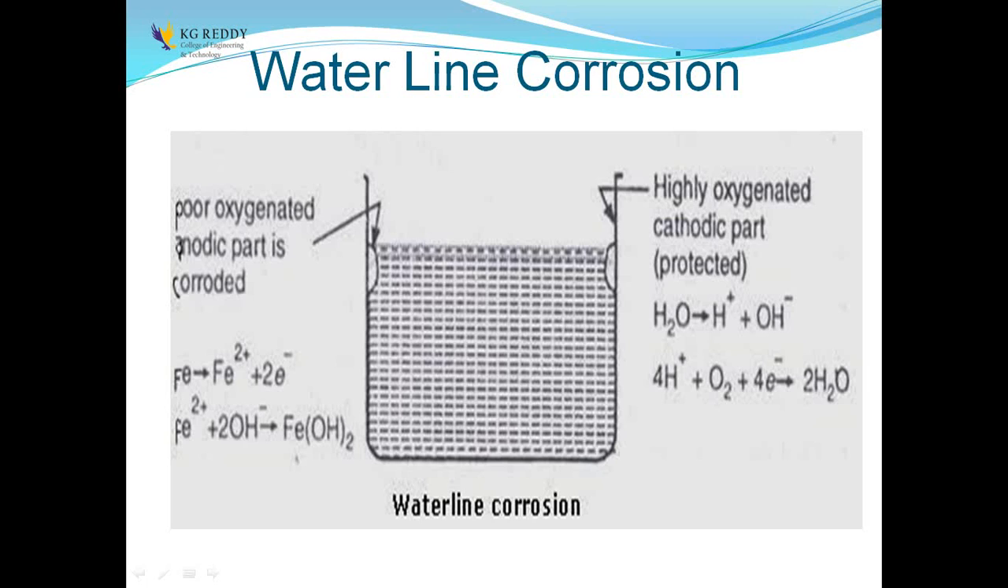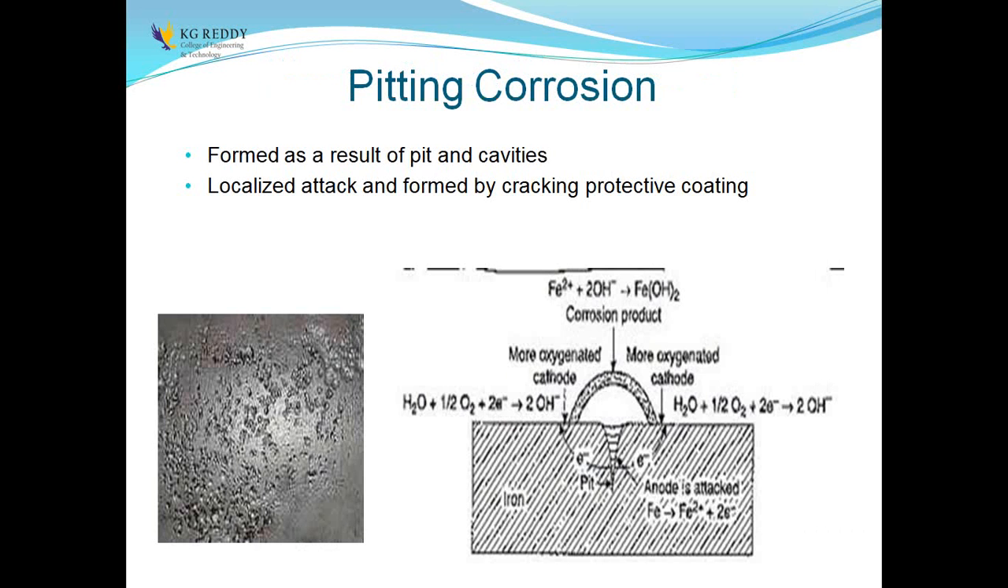These hydroxyl ions combine with the iron and form Fe(OH)2, ferrous hydroxide. Further oxidation will give ferric hydroxide. This ferric hydroxide is the rust formation. Next, pitting corrosion is also one of the types of corrosion.